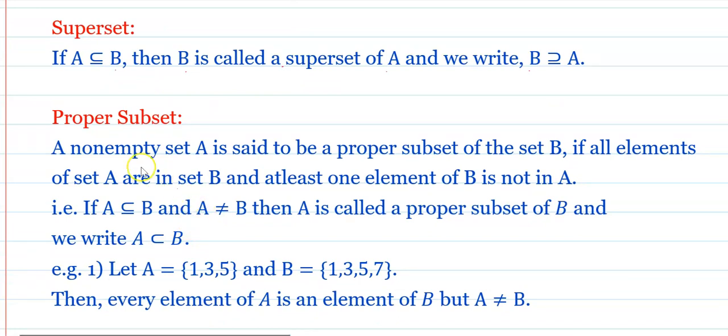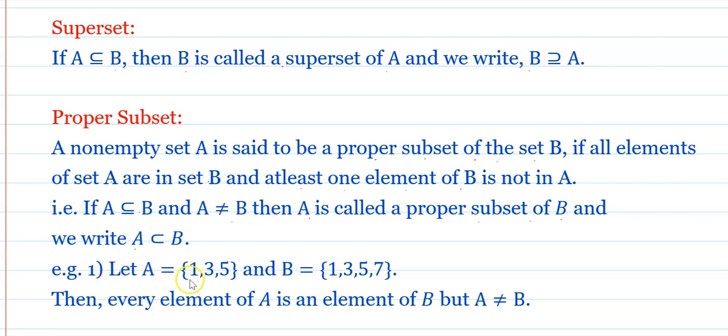Next, the proper subset. A non-empty set A is said to be a proper subset of the set B if all the elements of A are in the set B and at least one element of B is not in A. That means not all elements of B should be in A; at least one such element must be in B that makes B larger than A. Okay. If A is a subset of B and A is not equal to B, then A is called the proper subset of B, and it is denoted like this: A is a proper subset of B.